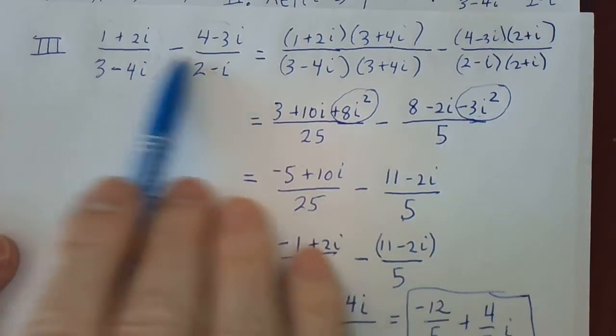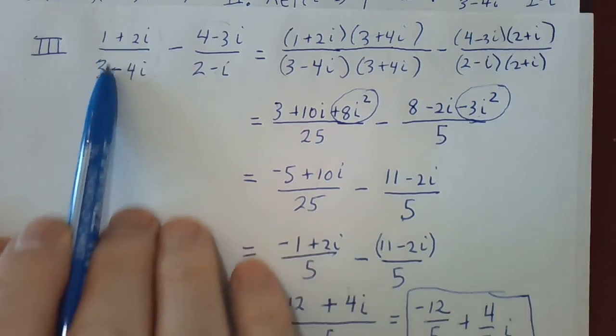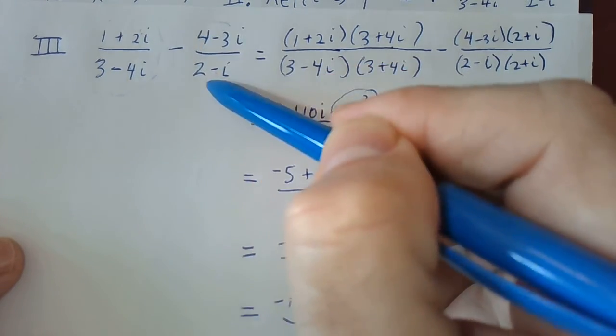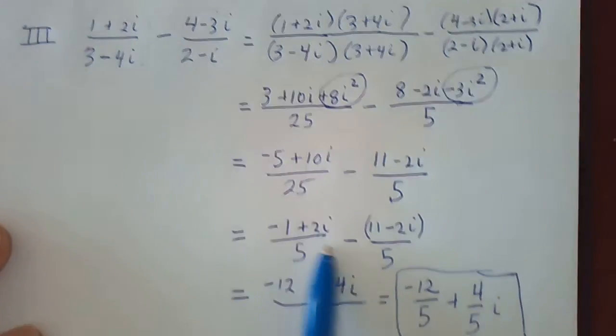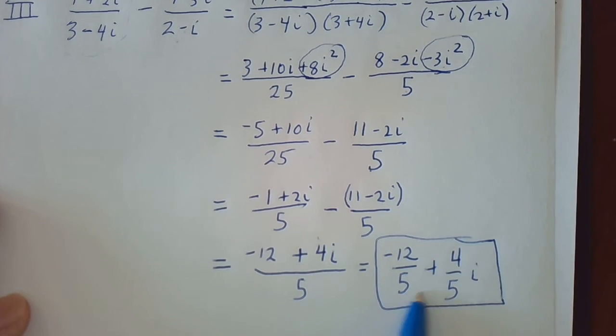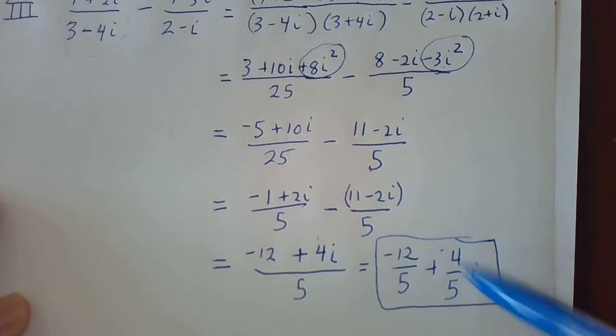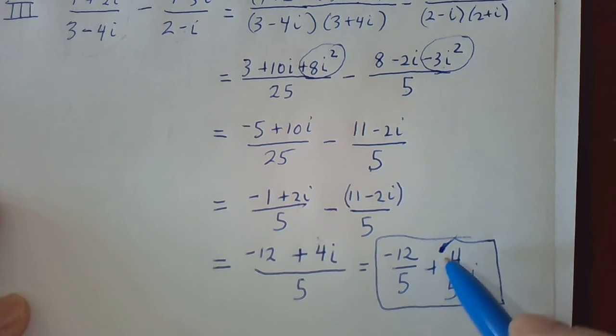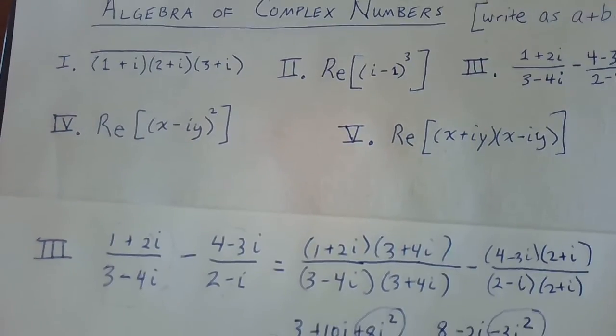So this difference, this is a division problem, the top divided by the bottom, minus the top complex number divided by the bottom, simplifies to negative 12 fifths plus 4 fifths i. Negative 12 fifths is our real part of this complex number. 4 fifths is positive, 4 fifths is the imaginary part. So negative 12 fifths plus 4 fifths i. All right, now let's take a look at the final two.